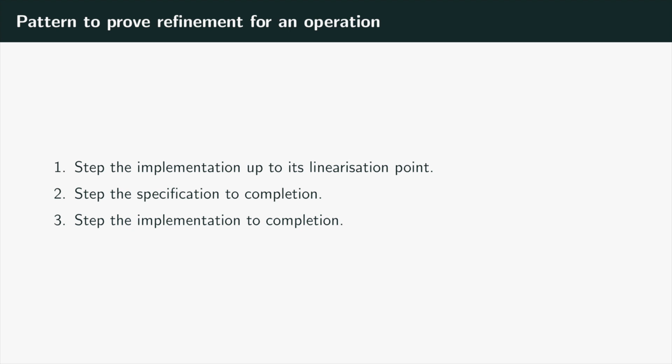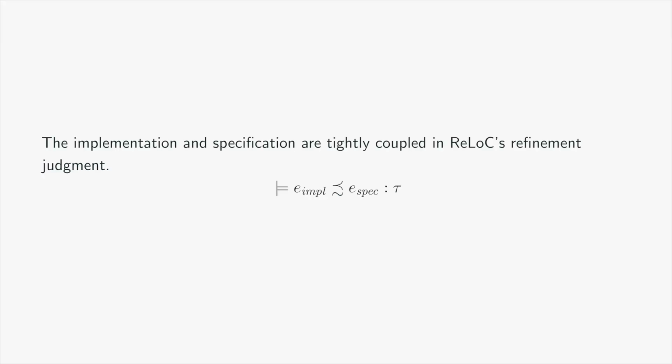The first step fails as we can't execute the implementation up to its linearization point, since the linearization point doesn't happen during its execution. And furthermore, due to the way in which Relic's refinement judgment tightly couples together the state of the implementation and the state of the specification, there isn't anything else we can do either. So to remedy this, we tweak Relic to make it possible to decouple or split the implementation and the specification from each other.